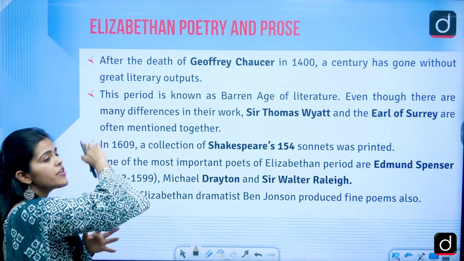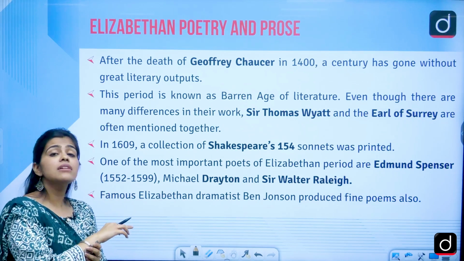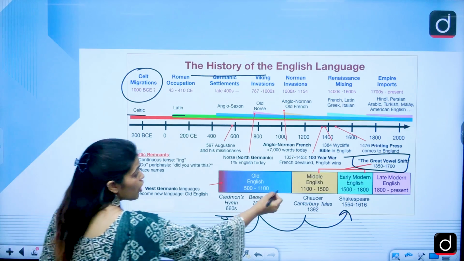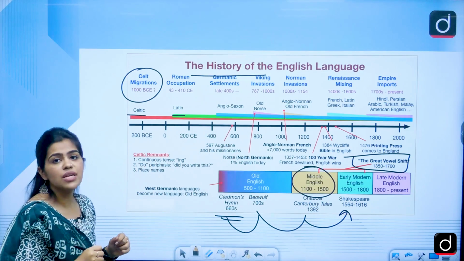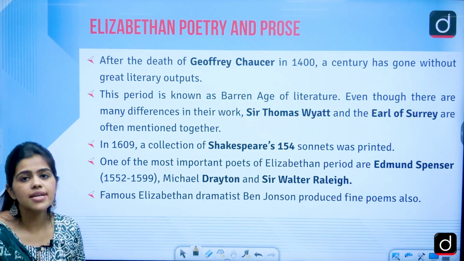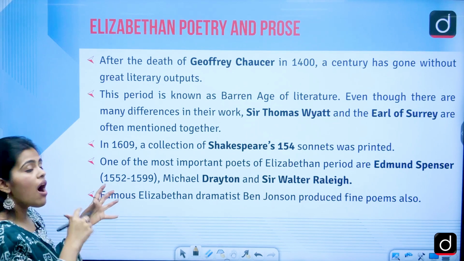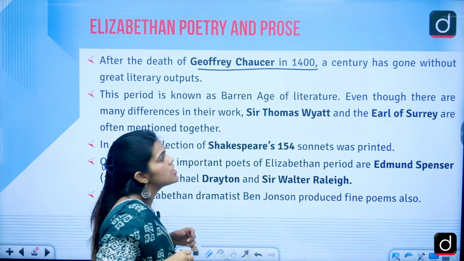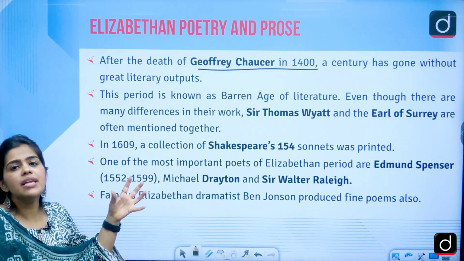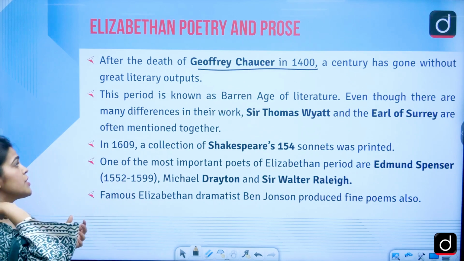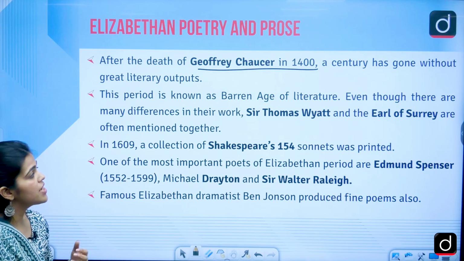So of course, after covering Geoffrey Chaucer and other contemporaries in your Middle English period, we'll be starting with the early English period. We'll be dealing with the other writers related to it. So we know after the death of Geoffrey Chaucer, that was around 1400, the whole era became a barren age. We had no good text. So it is also called the barren age in literature.